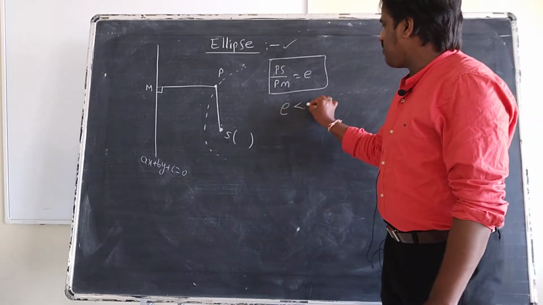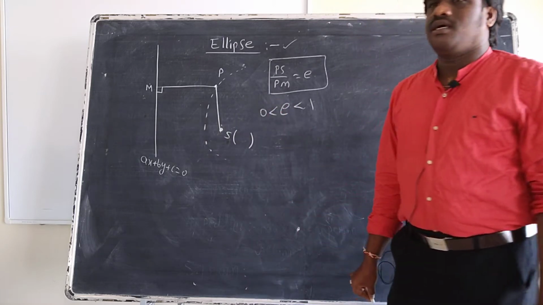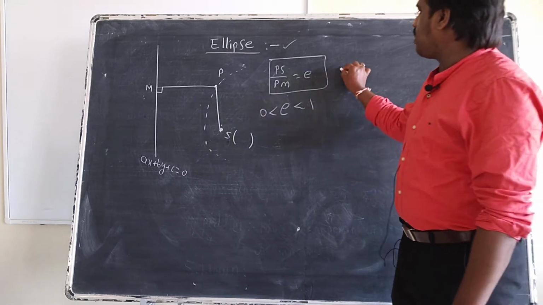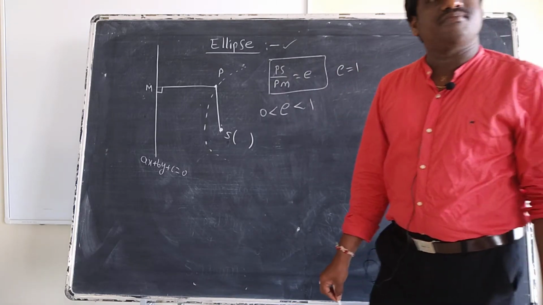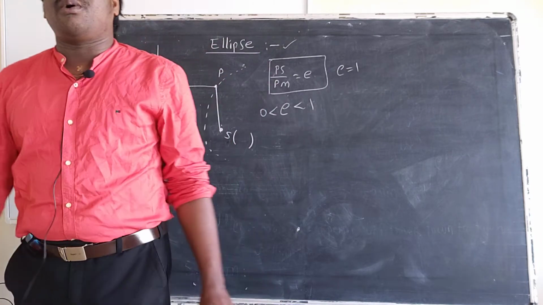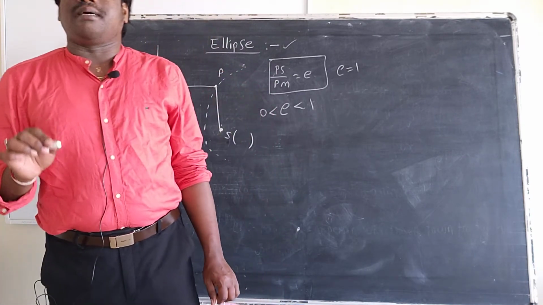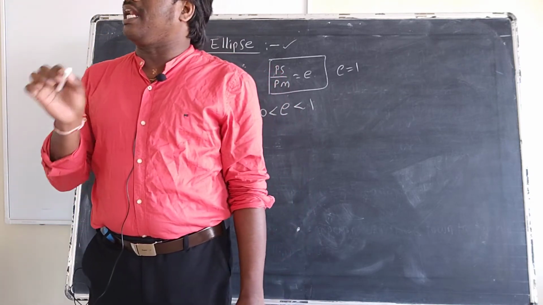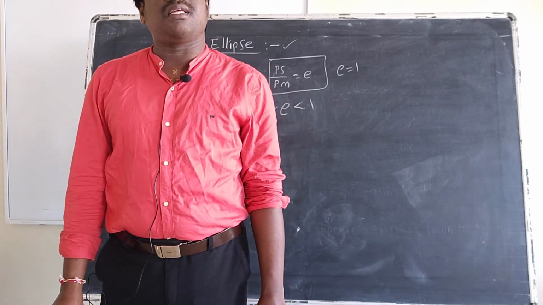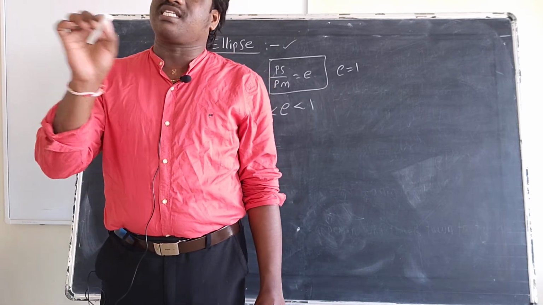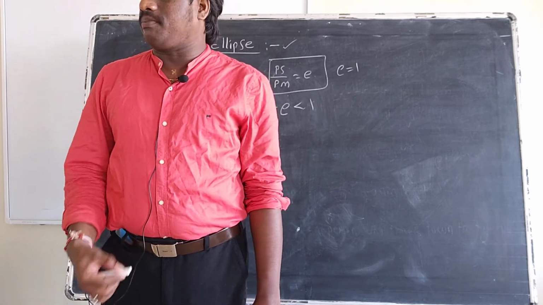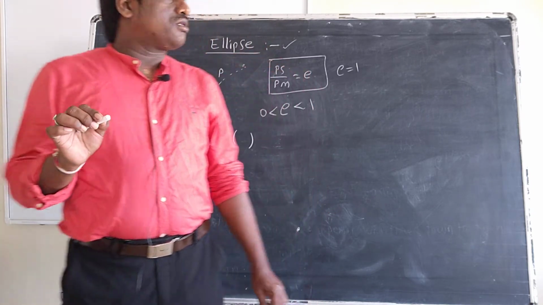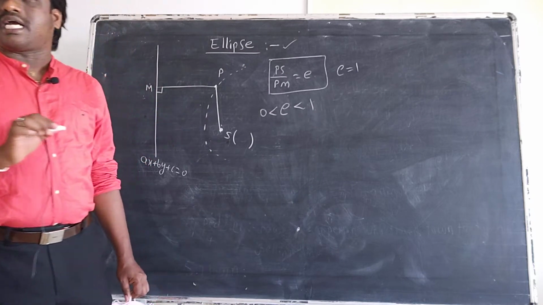And if e lies between 0 and 1, then we call it an ellipse. If e is equal to 1, we call it a parabola, that we completed. In JEE, mostly they ask questions on parabola and ellipse. In Maharashtra CET also this topic is there, but they don't ask high level, only smaller level. So I am going to discuss this chapter in detail.